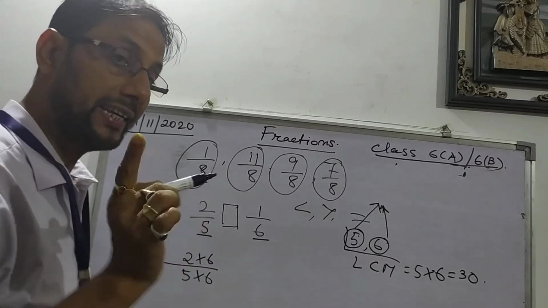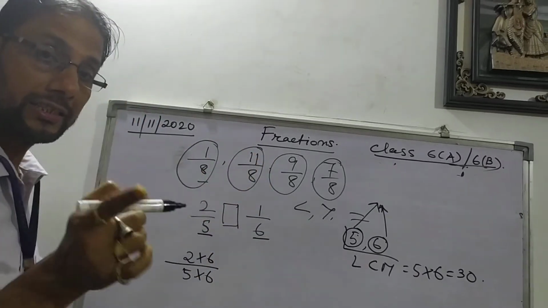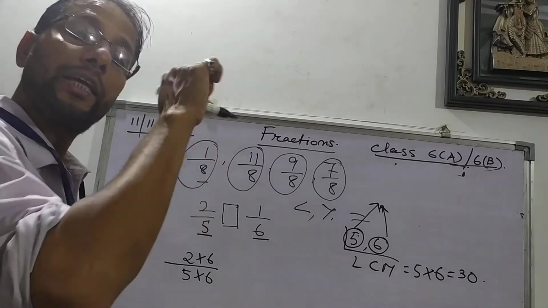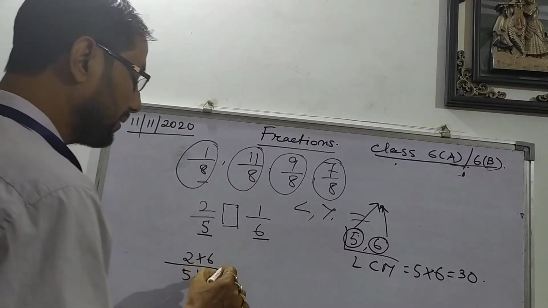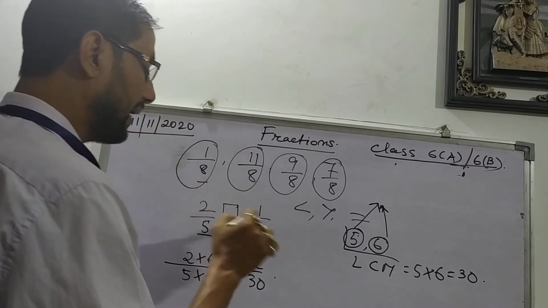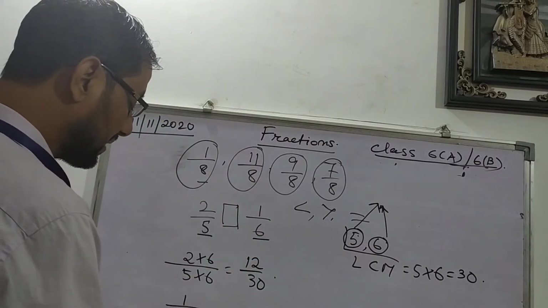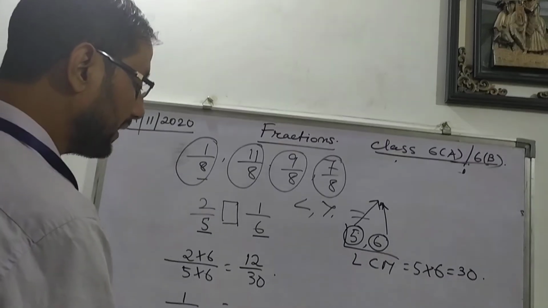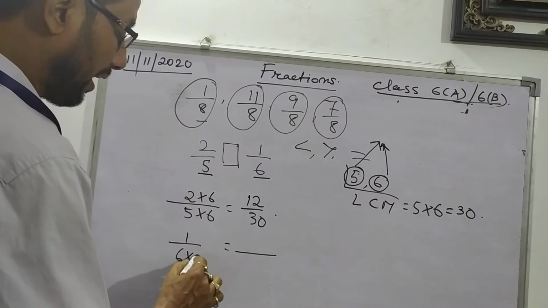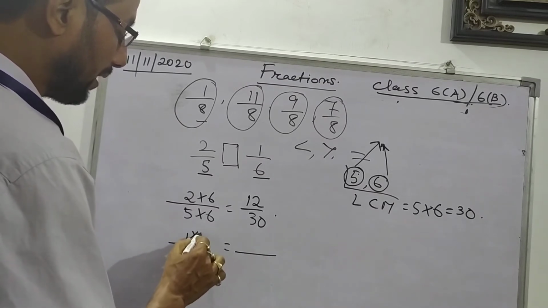That means there is one more concept, the concept of equivalent fractions. We did this in equivalent fractions. So now how much did I get? I got 12 by 30. The next is 1 by 6. So I have to make it denominator 30. So what will I multiply? I will multiply 5 over here. Here also I will multiply 5.